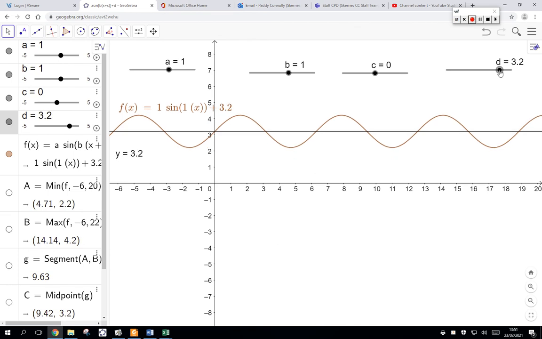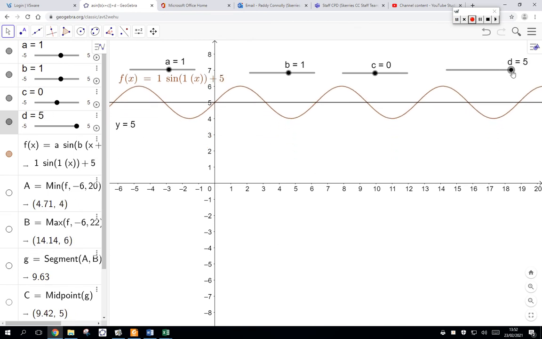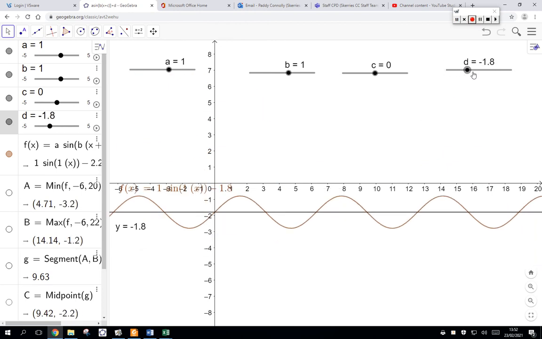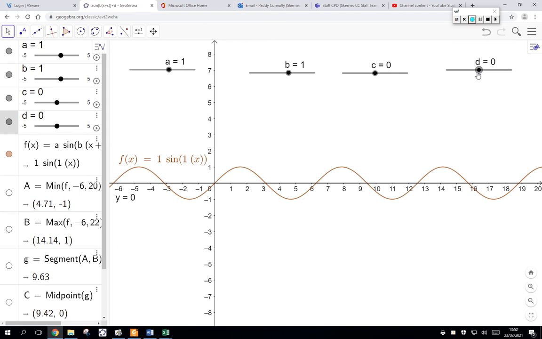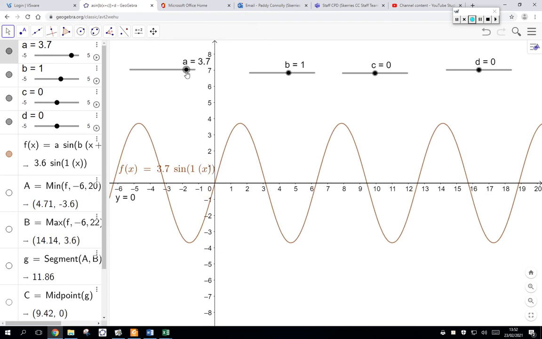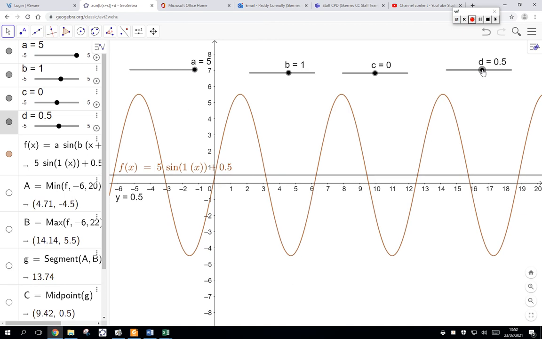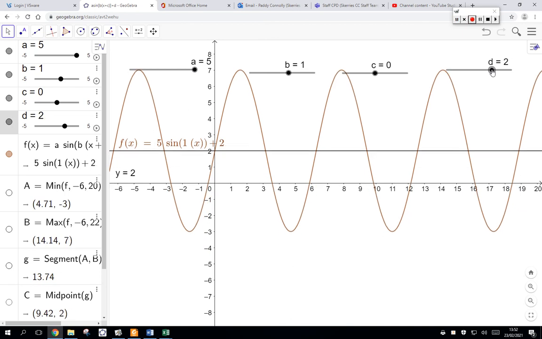So what that's doing is it's just shifting the graph up if it's positive, shifting the graph down if it's negative. If it's 0, the graph has a horizontal midway line at y equals 0. Okay, and again, if we throw those things in together, look at a stretch, say, of 5, and then shift this up, say, 2 units. And the horizontal midway line is y equals 2, which is the same value as this value of d, 2.